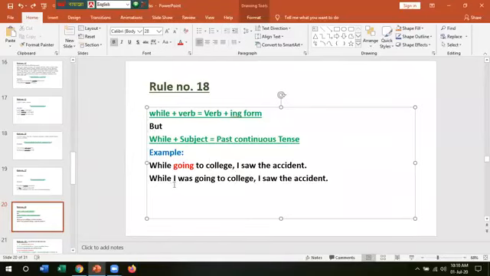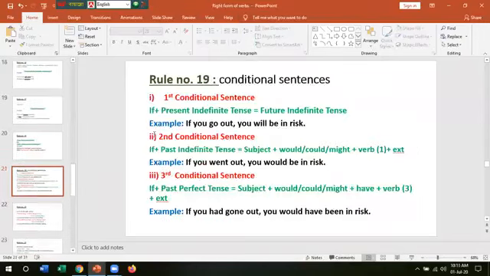But in the second sentence, there is while, and after while there is a subject, that is I. So we have used past continuous tense, that is subject plus was or were plus verb plus ing format. While I was going to college, I saw the accident. It is a very important rule, and you will need this rule in completion of sentences also. So, while going to college, I saw the accident, but while I was going to college, I saw the accident. This is the difference. So rule number 18 was that.